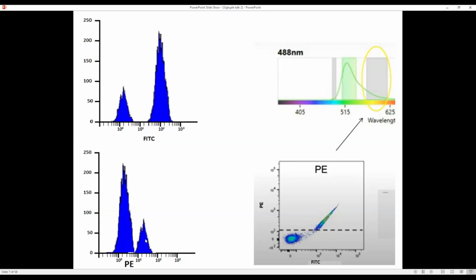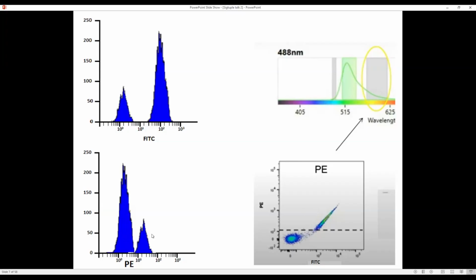But why should I get this? Because I've not added PE, I've not stained any cells with PE, I've not used the PE fluorochrome in the experiment, then why should I get a signal when I used only FITC? That is because some FITC signal is spilling over into the PE channel or the PE detector, right?